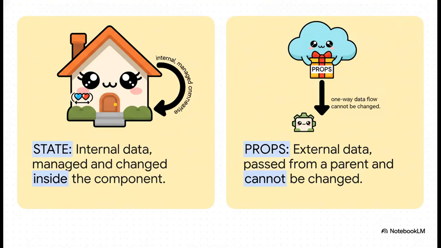So the key difference is pretty simple when you break it down. Props come from the outside, from a parent, and they're read-only. They're for configuration. State is managed from the inside. It's a component's own personal memory, and it's what makes it dynamic and interactive.